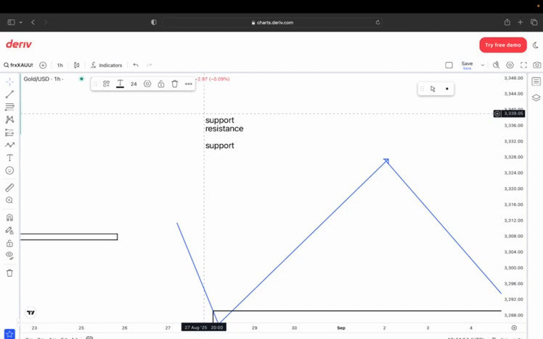Either support turns resistance, or resistance turns support. Let me just put support turn resistance, and we have resistance. Even if it's only this key level we do today, glory be to God.